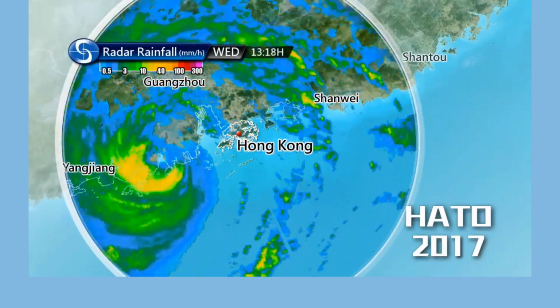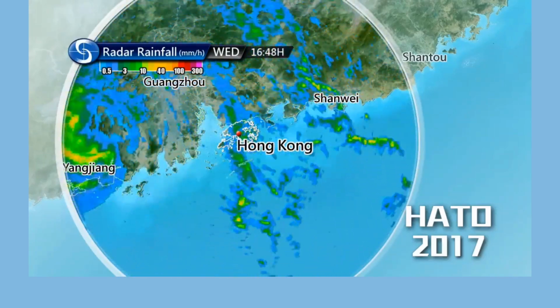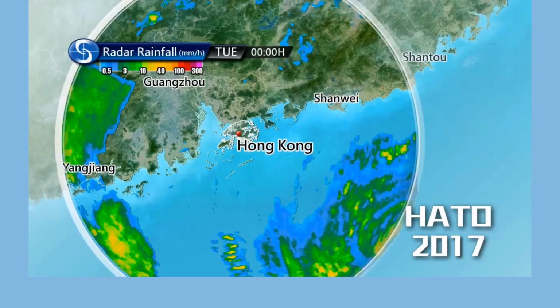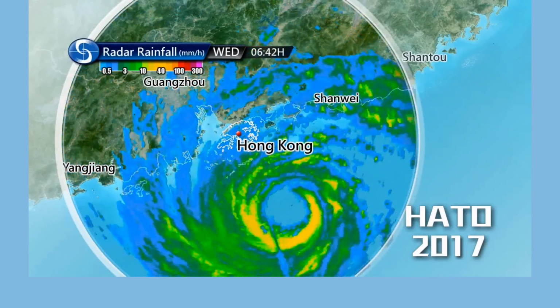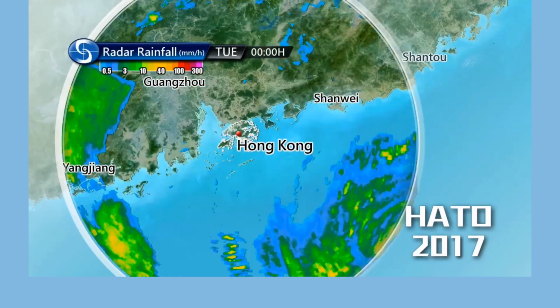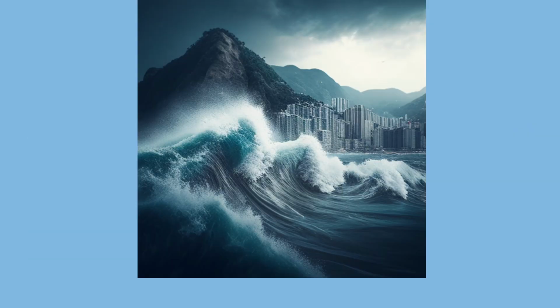Here in Hong Kong, we're no strangers to these tropical cyclones. They can bring heavy rains, fierce winds, and sometimes devastating consequences. Storm surges are one of the greatest threats that tropical cyclones can bring to Hong Kong. Storm surges often cause serious damage to the coastal areas.